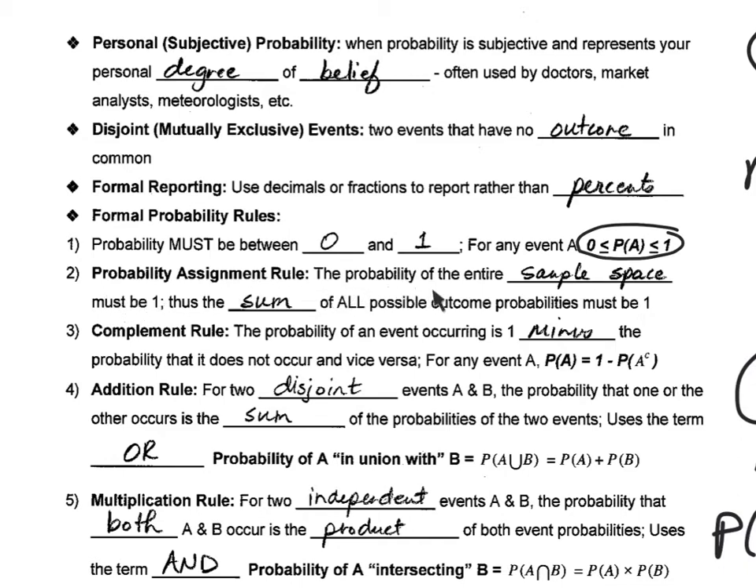The probability assignment rule says the probability of the entire sample space must be 1. Thus, the sum of all possible outcome probabilities must be 1. If you add up all the probabilities and it's more than 1 or less than 1, then it's not true probability.